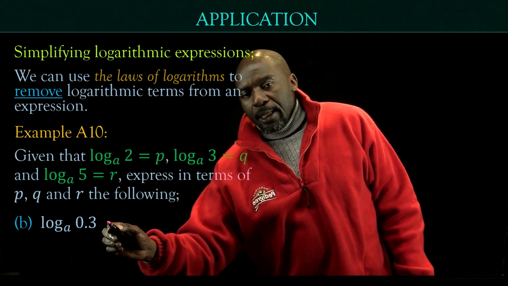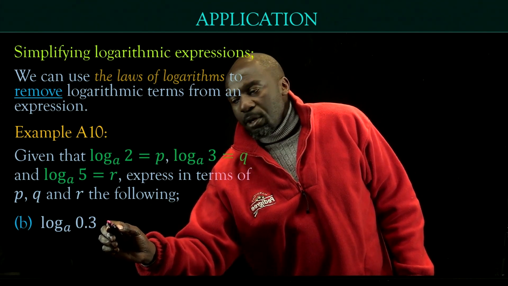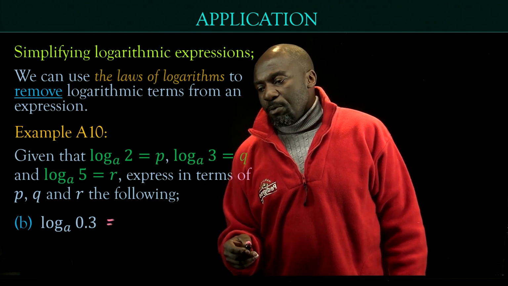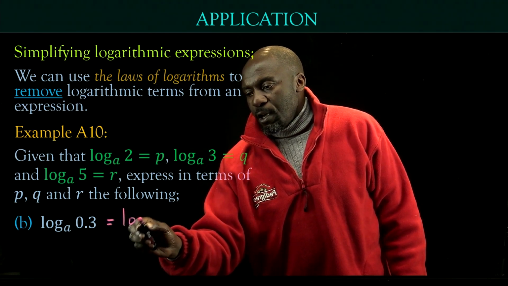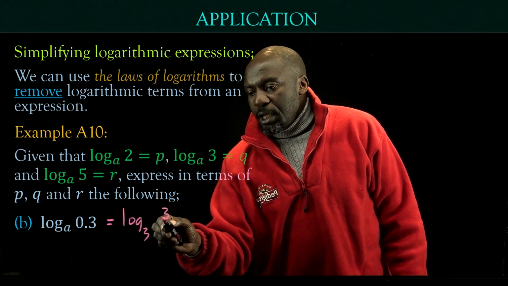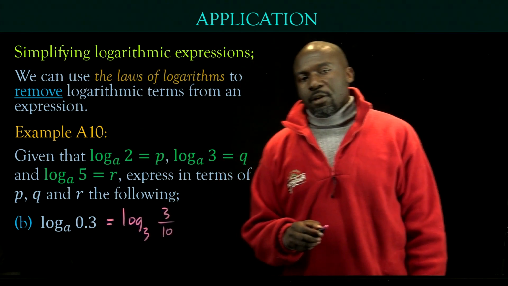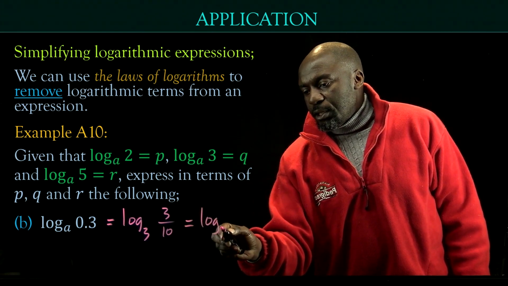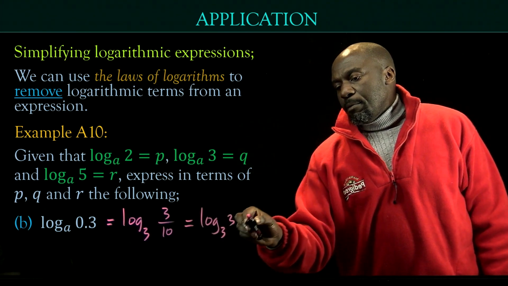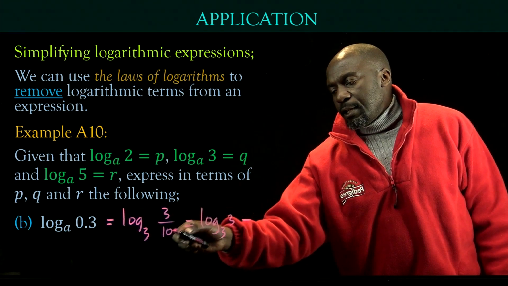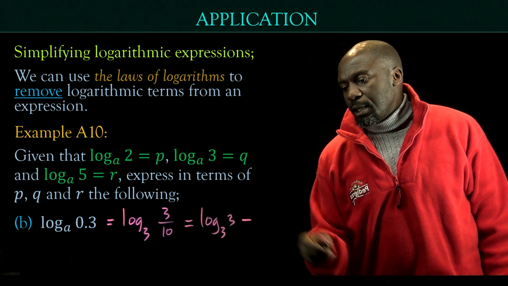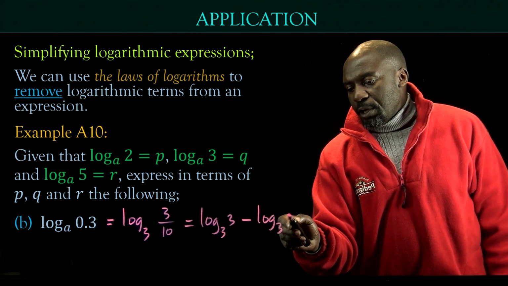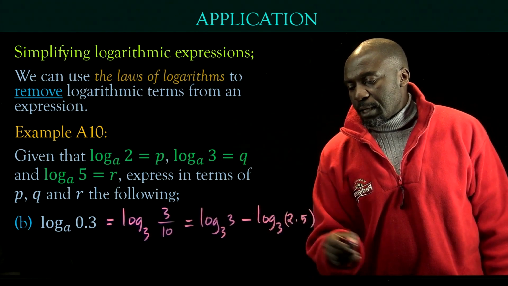So, well, clearly, log to base a of 0.3 can be expressed as, I hope you paused the video and tried it out. Yeah, assuming you've done that, I can write this as log to base 3 of 3 over 10. 0.3 is 3 over 10, which is log to base 3 of 3 minus, because it's a quotient rule so we subtract, log to base 3 of 10, which we already know is 2 times 5, like that.